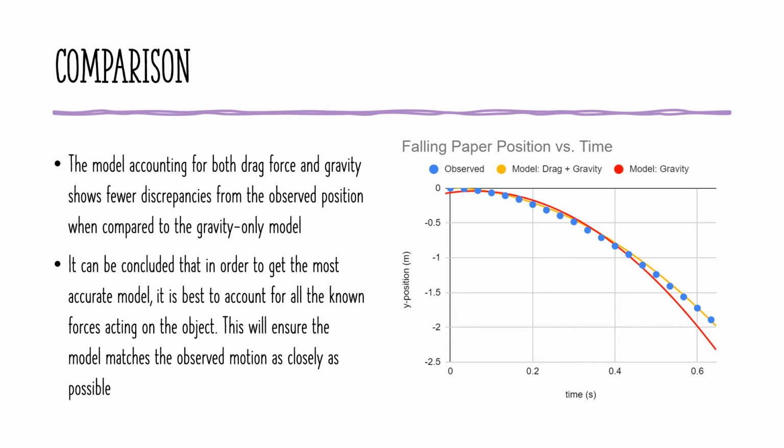It is clear to see that the model accounting for both drag force and gravity shows fewer discrepancies from the observed position when compared to the gravity-only model. It can be concluded that in order to get the most accurate model, it is best to account for all the known forces acting on the object. This will ensure the model matches the observed motion as closely as possible.